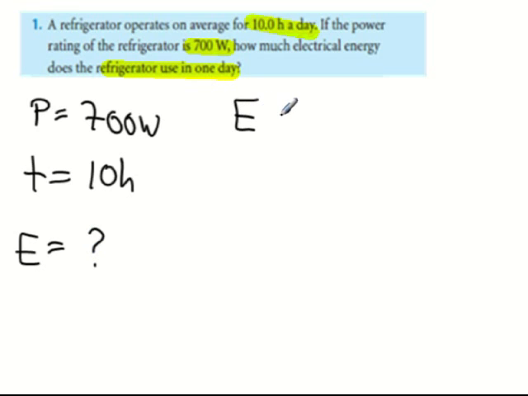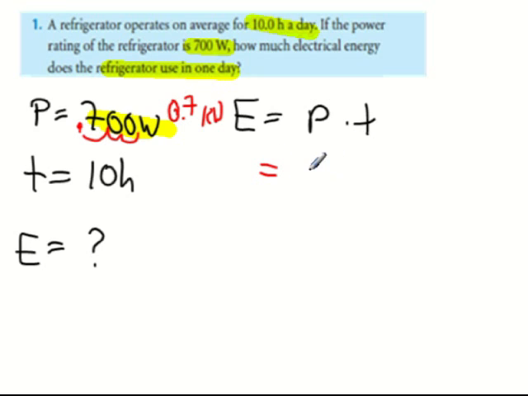Remember, our equation is E equals P times T. Now, an important thing that we must remember is that we don't have the right units. We need to convert 700 watts to kilowatts. There's 1,000 watts in a kilowatt. We just need to move our decimal point over to the left to divide by 1,000 to get 0.7 kilowatts, or 7/10 of a kilowatt.